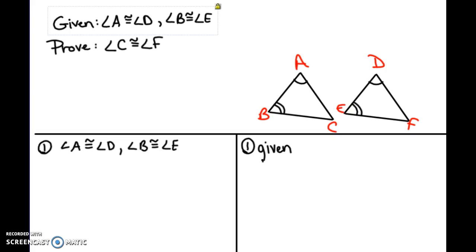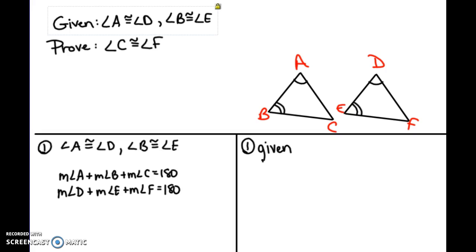Well, the first thing that comes to mind for me is that all the angles of a triangle add up to 180. So we're going to go that route. Measure of angle A plus the measure of angle B plus the measure of angle C will give me 180. And then I also know in the other triangle the same thing. And we know that because of the triangle angle sum theorem.